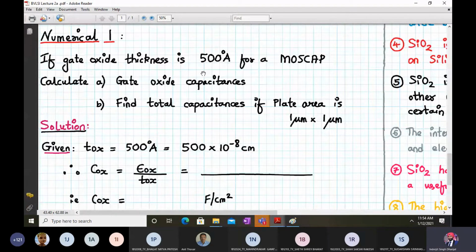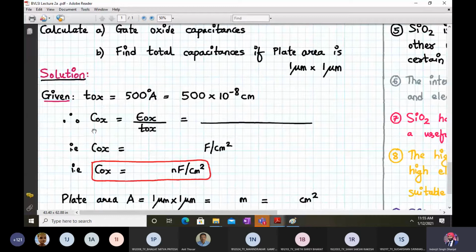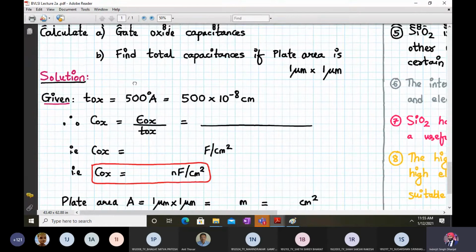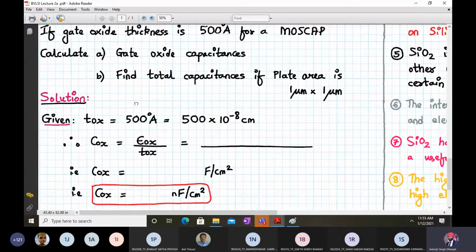Come on, everyone, take your notebooks out, take your pens out, and take your calculator out. So start. We are going to use the formula which we studied just a few minutes ago. TOX, please write down in your notebooks, is 500 angstroms, which is equal to 500 into 10 raised to minus 8 centimeter. Correct?